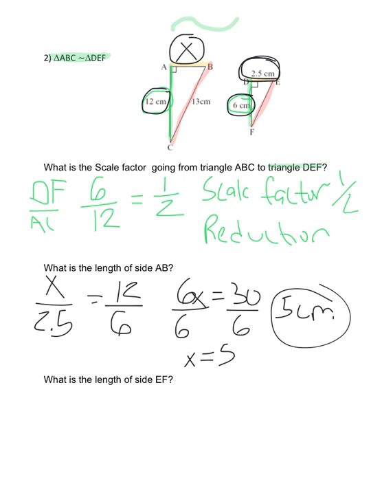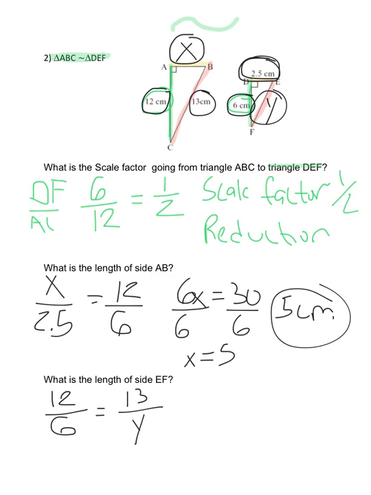Now that last question is going to ask us, what is the length of side EF? We'll use Y to represent that missing value. Once again, we're going to be using a proportion. I would stay consistent and use that 12 to 6 ratio equals, once again, 13 to Y. We're getting that 13 and that Y from those corresponding sides.